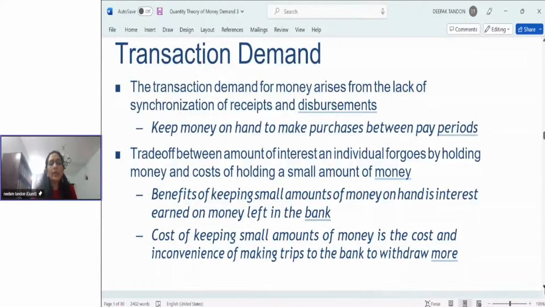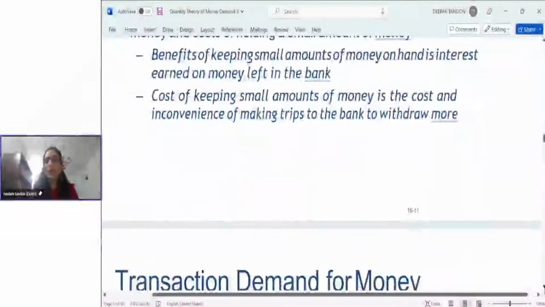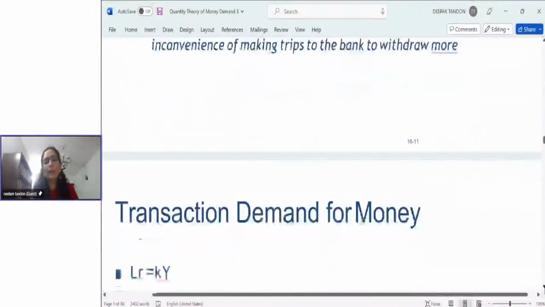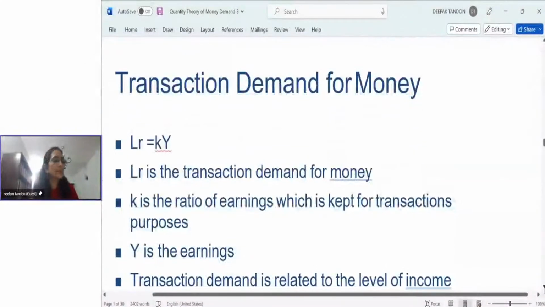So you can keep less cash so that you can minimize your cost and go for getting more return. So the opportunity cost of holding cash can be reduced by keeping a smaller amount of cash and putting more money in the bank account. So this is the concept of trade-off between cash and getting interest rates.